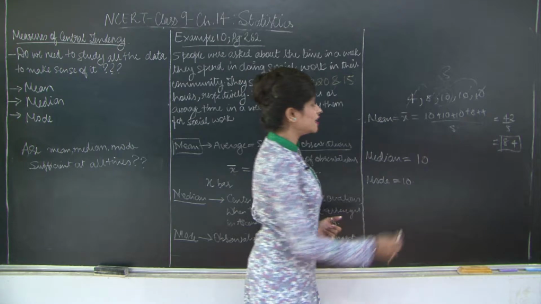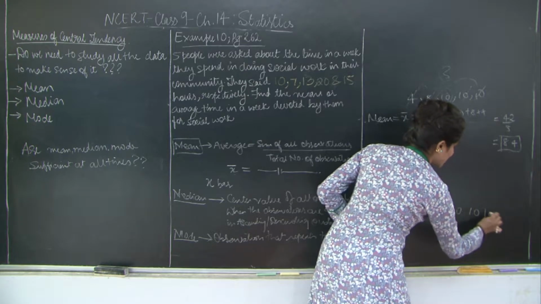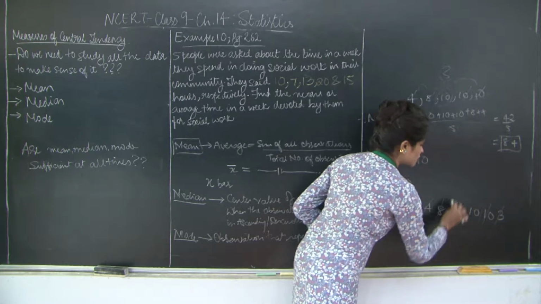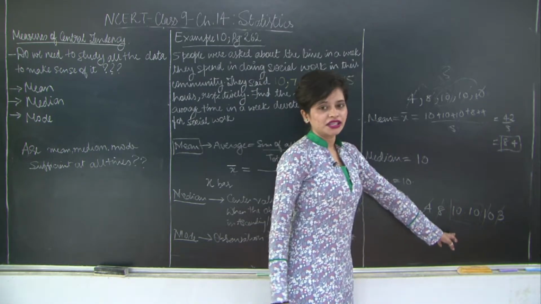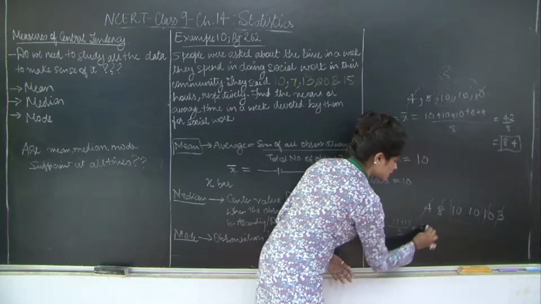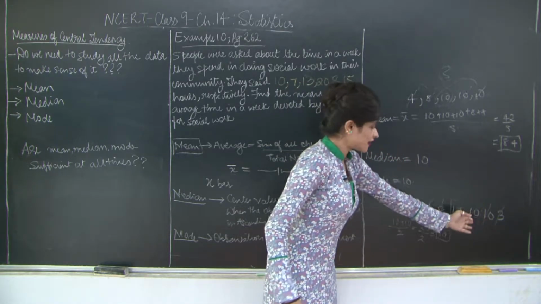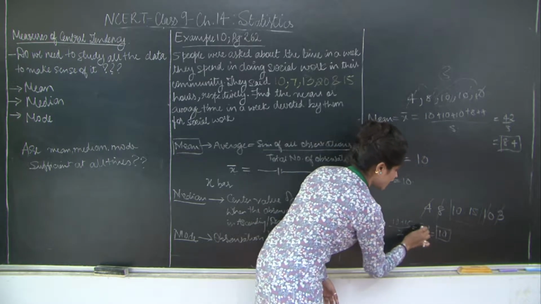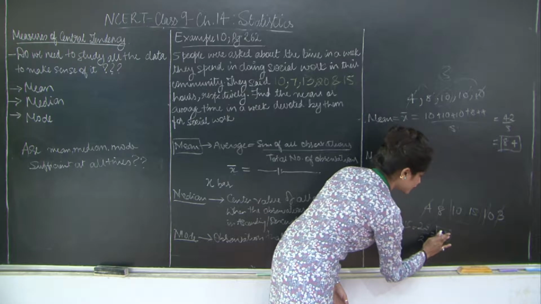What if you had an even number of observations? Let's say your data was 3, 4, 8, 10, 10 and 10. How would you find the median? If you cancel terms from both ends, you're left with 2 numbers. How do you find the median? You take these two middle values and take their mean or the average. So 10 plus 10 divided by 2, which is 20 divided by 2, which is 10. If this number would have been, instead of 10, let's say 15, you would have taken 10 plus 15, which is 25 upon 2, which is 12.5.